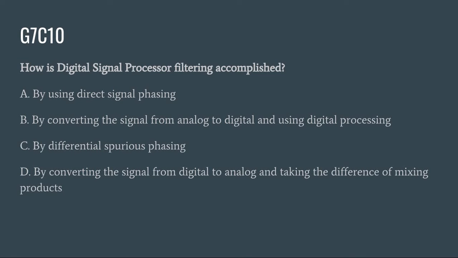G7C10. How is digital signal processor filtering accomplished? A. By using direct signal phasing. B. By converting the signal from analog to digital and using digital processing. C. By differential spurious phasing. Or D. By converting the signal from digital to analog and taking the difference of mixing products. Correct answer here is B, by converting the signal from analog to digital and using digital processing.